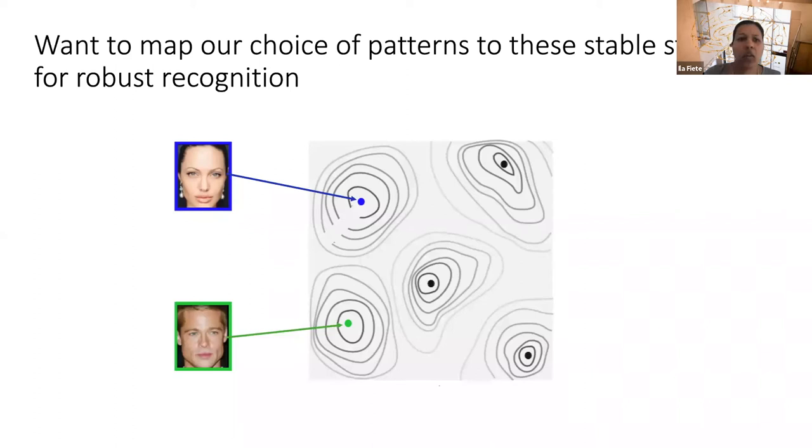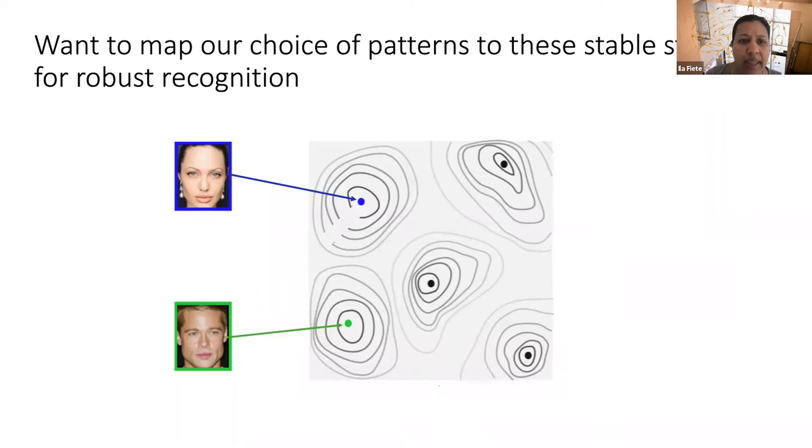So here's an example, conceptually again. This is our state space with well-separated fixed points and large basins. What we want to do is take user-defined input patterns and tie them to, or associate them with, these different fixed points. We can do that through feed-forward learning between these patterns and the states in this memory network. So here in this case, I'm taking Angelina Jolie and Brad Pitt and mapping them to these two different fixed points.